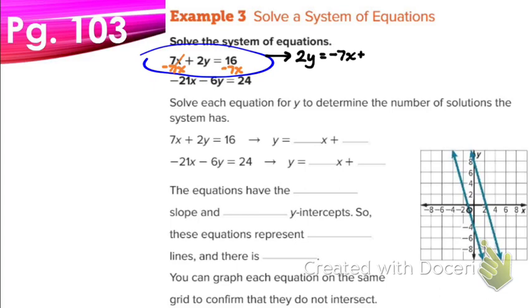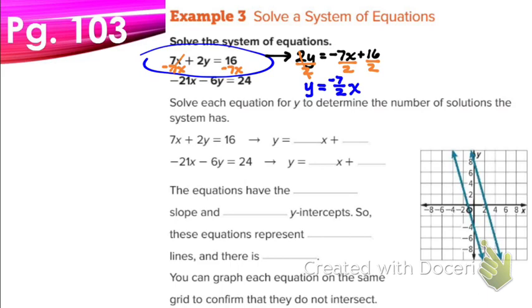Negative 7x plus 16. The 16 is positive. What do I still need to do to this to get the y all by itself? Divide everybody by 2. And so then I have y all alone. Y equals, is 7/2 going to come out to be a whole number? Then I'm just going to leave it as that fraction. You can write it as a decimal if you want to. It'd be negative 3.5. But when we're graphing things anyway, I want my slope as a fraction so I can count my rise and my run. So I'm going to leave it as a fraction here.